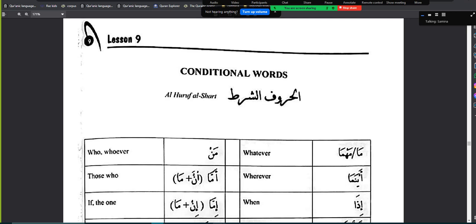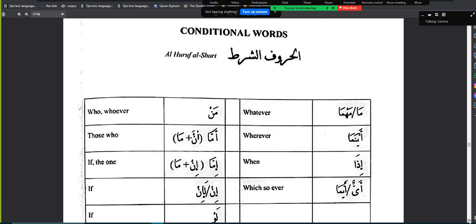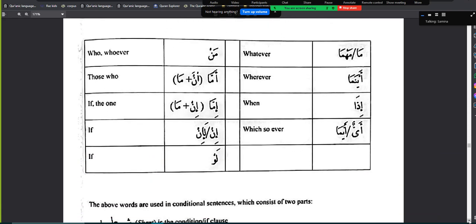Today we are going to go over lesson 9 of unit 2 again, that is conditional words, huruf al-shart, because some sisters wanted a revision for this class. So the conditional words or the huruf al-shart are, we have man, that is who or whoever, amma, imma, in, la in, which is if, law is also if, ma or mahma, whatever, ainama is wherever.